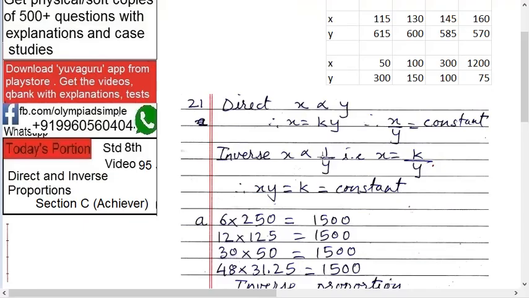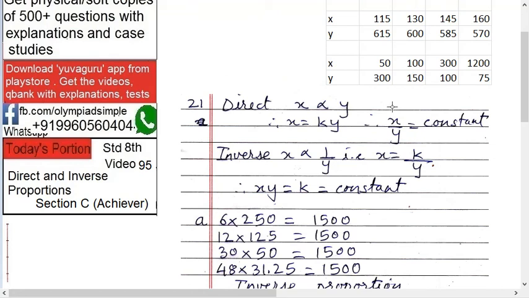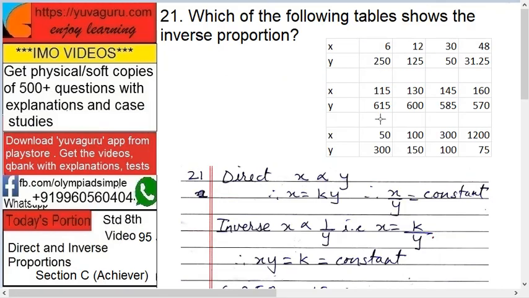So x into y is not equal to a constant. So that's why it is not inverse proportion. Similarly the third one, not constant, therefore not inverse proportion. See here, they are moving inversely. That's okay. But they are not in proportion. We want inverse and proportion both.